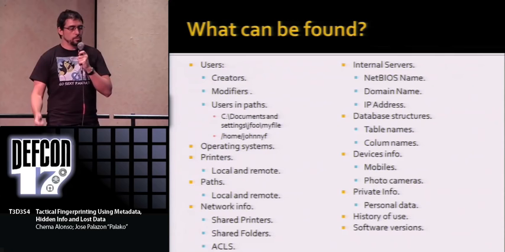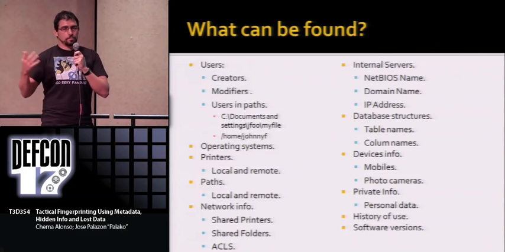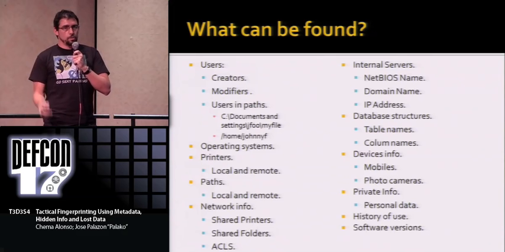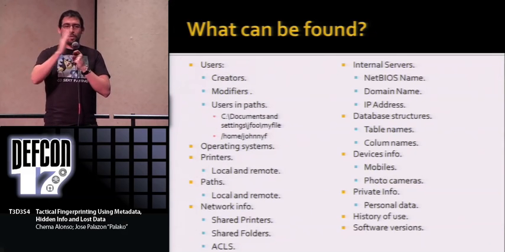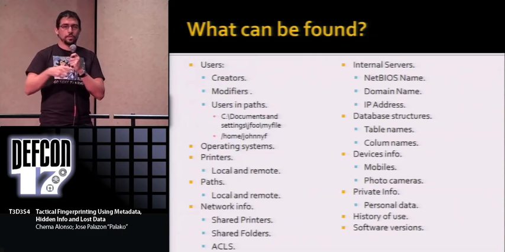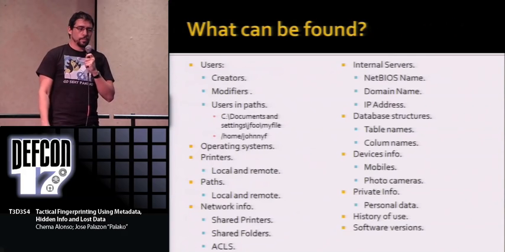We have operating systems, we have printers, both local printers and remote printers. From the path, we have a lot of information to internet servers, NetBIOS servers. We know the protocols that they are using for printing and for sharing files. If something looks like //name-of-something/whatever, the tool is going to semantically analyze that path and that information to know what in this path might be a server, and then try stuff. As we said before, database structures, device information from pictures, all that stuff that we said.